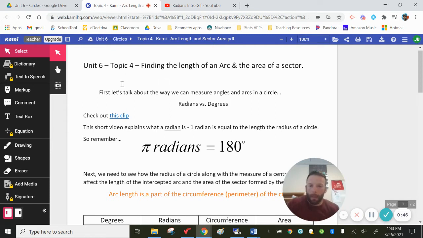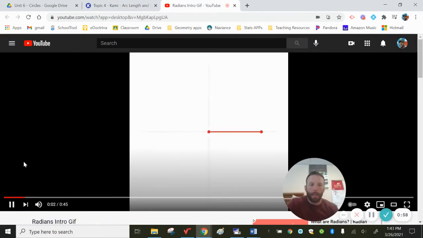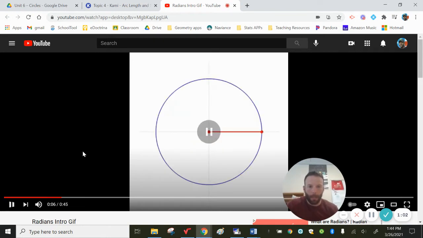So I have a link to a clip right here, and I don't think it works through the PDF, but I'll link it in Classroom, and that is this video right here. So when I play this video, you see we have a grid and there's a radius. And the circle is created by spinning that radius, rotating that radius at 360 degrees.